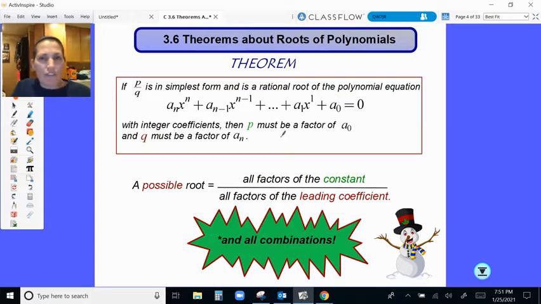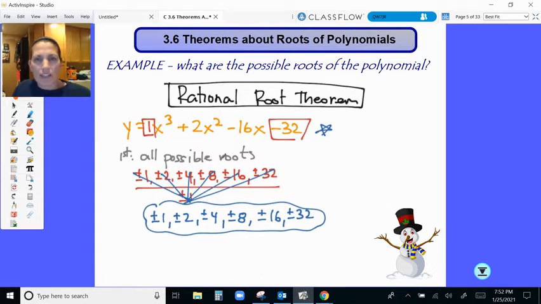Then p must be a factor of a sub 0. So p, the number on top, has to be a factor of this last number here, okay? And then q must be a factor of this leading coefficient. So q has to be a factor of that one, and p has to be a factor of this one, okay? And so once we find all of those factors of p and then factors of q, we take all the combinations, and that gives us our possible roots of the polynomial. Okay, then we have to find out which ones are the actual ones. So that still seems a little bit overwhelming, so we're going to take a look at what that means.